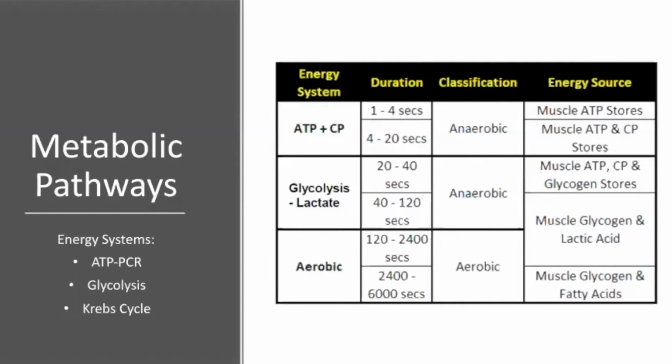To that point, I'm not going to spend a lot of time on this slide, but if you look on the left here, you guys can kind of recognize these, right? The ATP and creatine phosphate system. That's your sprint type activities, your high intensity, short duration. And that's anaerobic, mainly going to be through ATP and phosphocreatine inside the muscle itself.